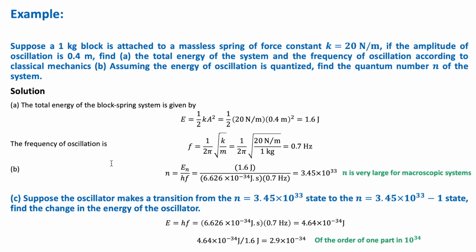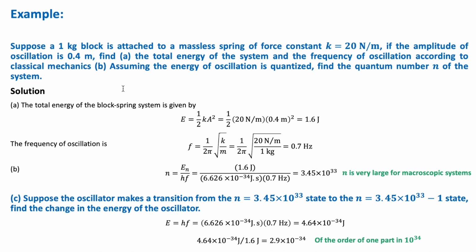So we will now solve an example. So suppose a 1 kilogram block is attached to a massless spring of force constant 20 newtons per meter, and the amplitude of oscillation is 0.4 meters. Find the total energy of the system and the frequency of oscillation according to classical mechanics. And then, assuming the energy of oscillation is quantized, find the quantum number n of the system, okay?